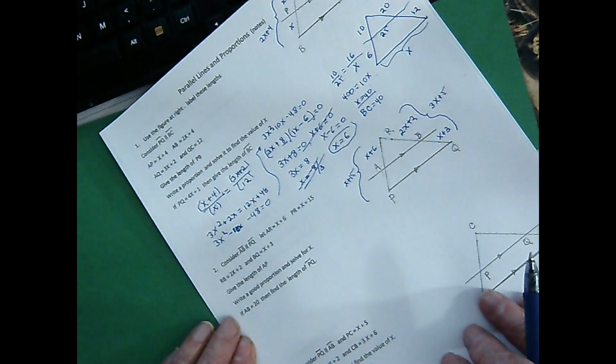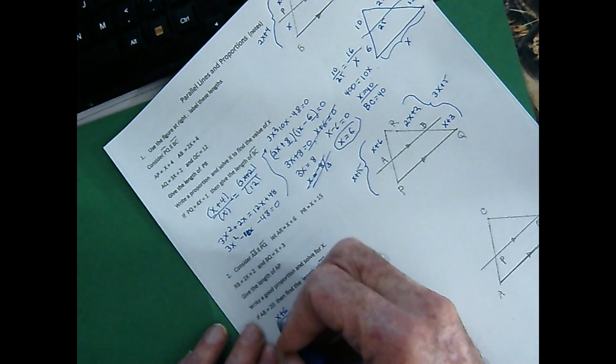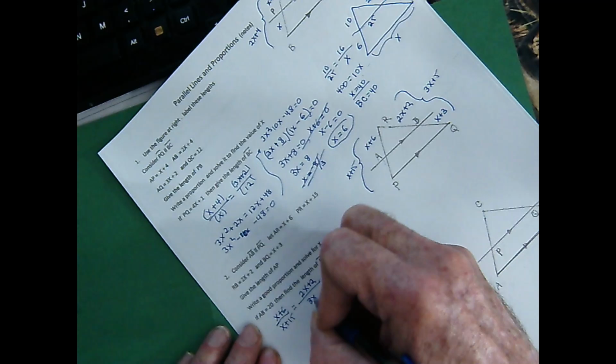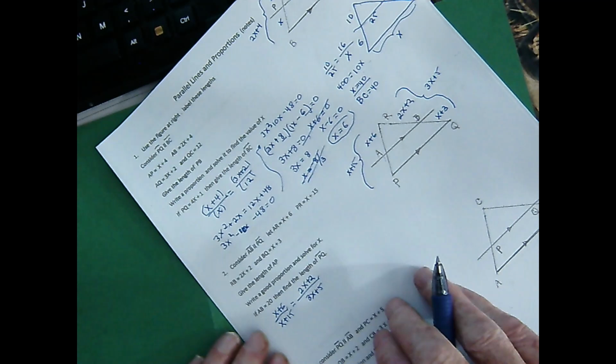I'm going to go with the top part here, x plus 6, is the full length on the left, x plus 15. And since I went top is to full, you'd have to go top is to full on the right. That would be 2x plus 2 is to 3x plus 5. Let's see what happens when we cross multiply.